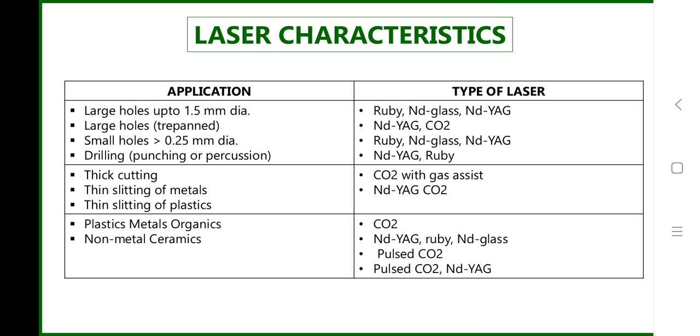Here I have shown some characteristics of the lasers. For different applications we can use different types of laser. In one column I have given laser applications, and in the second column the types of laser. For a large hole up to 1.5 diameter you can use a ruby, Nd glass or Nd laser. Again, we have different lasers for small hole drilling. So here I have shown how we can select the laser depending on the characteristics.